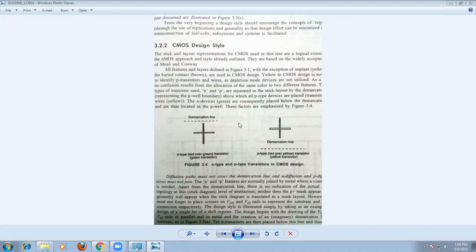We are going to use the color yellow. Okay, yellow color is used to identify the PMOS transistors in the CMOS design style. But actually, we are using yellow color in the NMOS design style for implant, to identify the depletion mode transistors, right? But we are not using depletion mode transistors in the CMOS design style. For this reason, we are going to assign yellow color to P-type transistors. That is the difference you have to remember.